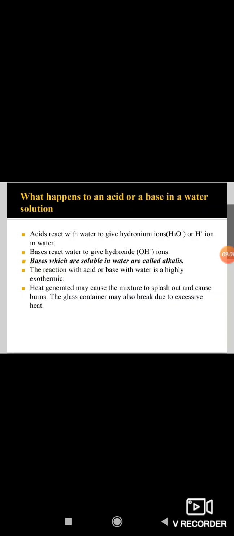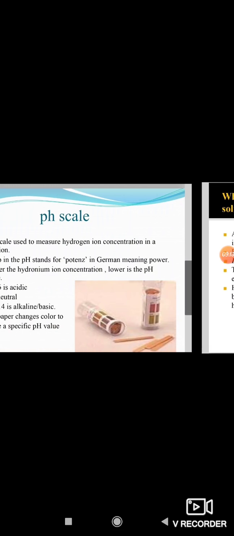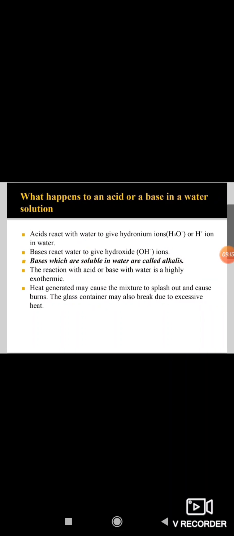And then, so what happens? How are strong acid or base solutions formed? We know that. So how can acid-base indicators be used to distinguish between an acid and a base?